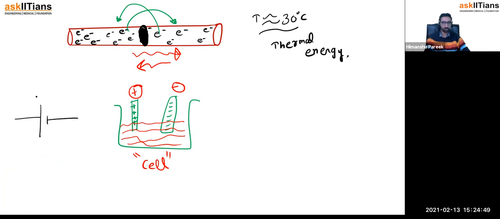That's the symbol of a cell. This is representing the positive side. This is representing the negative side. Positive means it's the positively charged electrode. Okay. Let us see what will happen.